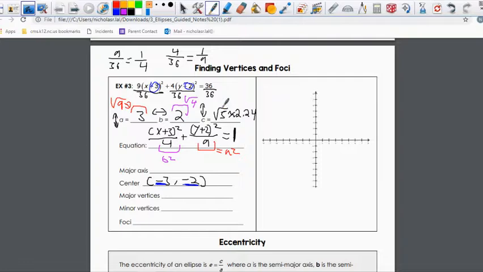All right. C is going to be equal to the square root of 5, which is equal to 2.24. Now, how do we find C? We'll use our Pythagorean relation again, okay? A squared equals B squared plus C squared.